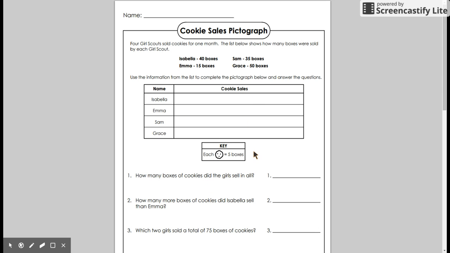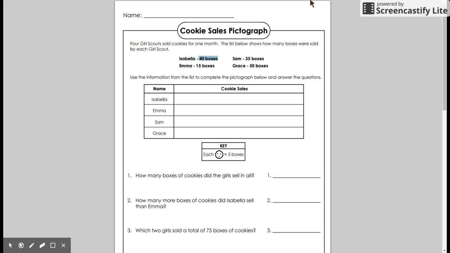And what you might see here is that we've got a key, and the key says each cookie equals 5 boxes. So for every time you draw a cookie next to someone's name, it stands for 5 boxes that were sold, because you see cookie sales is up here. So it stands for 5 boxes that were sold. So really with Isabella, she sold 40 boxes.